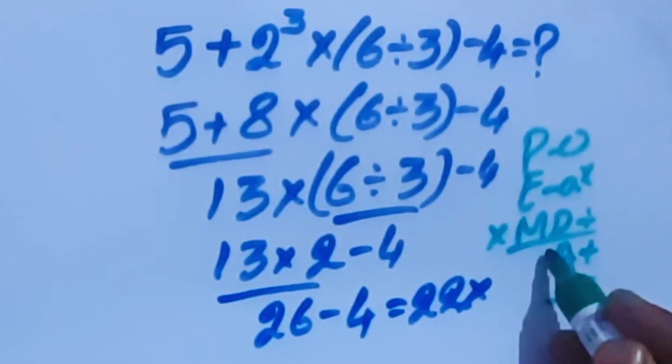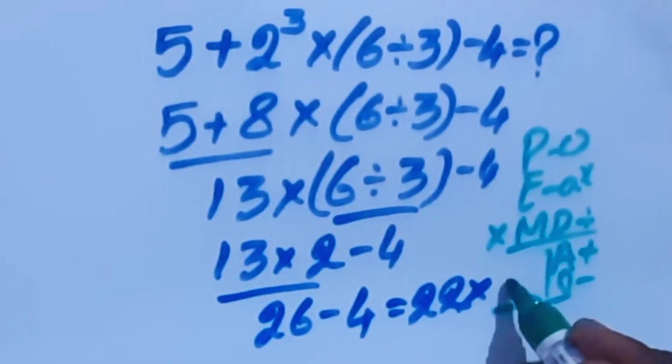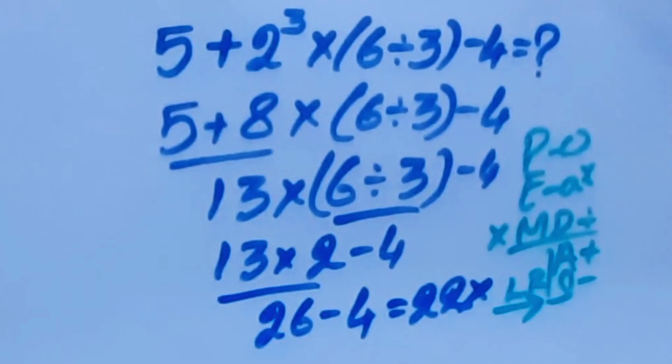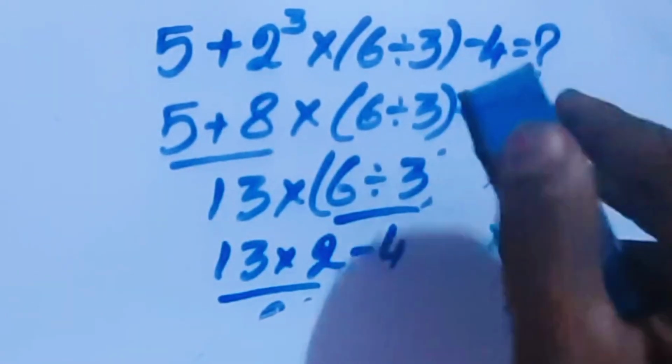Here multiplication and division are equal priority. Also, addition and subtraction are equal priority. For this equal priority, we are going to introduce another rule called left to right in the problem. Now we are going to solve this problem in the correct way by using this order of operation, PEMDAS.